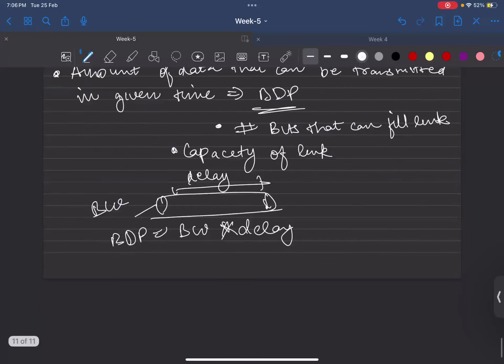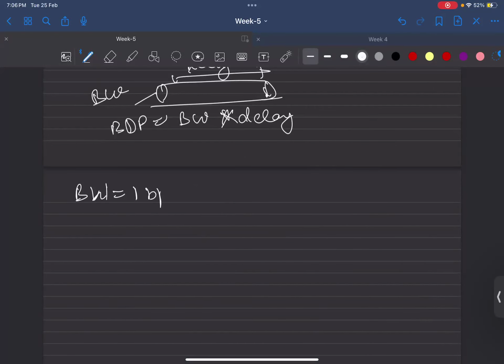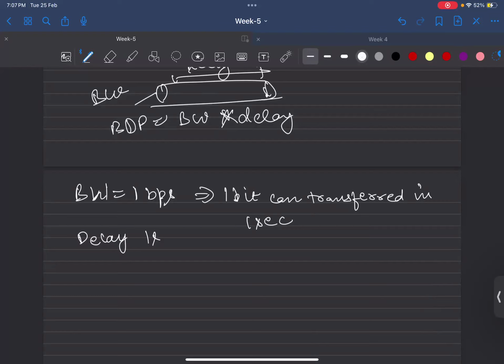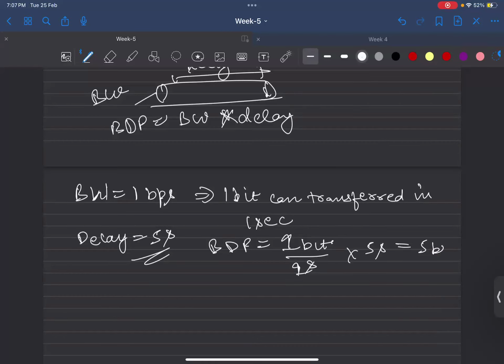So suppose bandwidth is equal to 1 bit per second, which means 1 bit can be transferred in 1 second. That is what it means. And delay is, sorry, suppose 5 seconds. What is BDP? 5 bits. So 1 bit per second into 5 seconds, that is 5 bits.